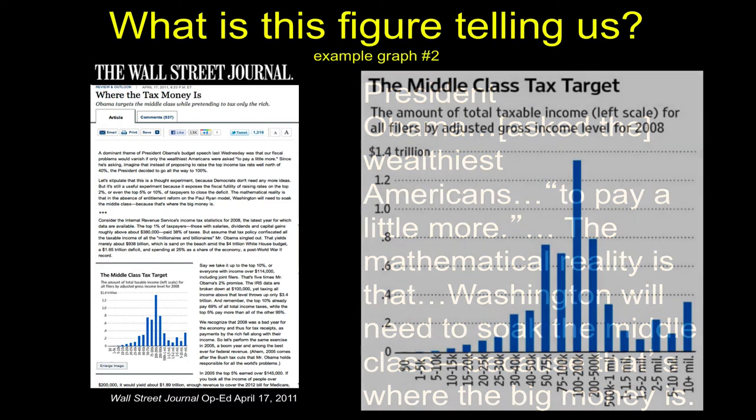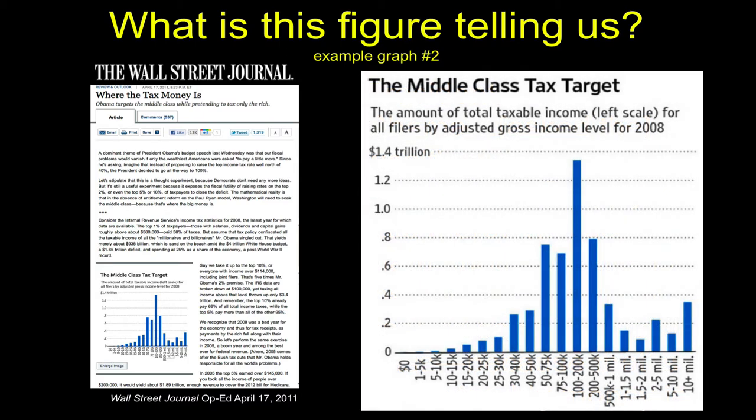And so this is the figure that they put in the Wall Street Journal. By just glancing at that, it looks like, oh my gosh, yeah, the middle class is going to pay the most amount of taxes here. But then if you recall, when we were discussing this, we looked specifically at the x-axis, and we noticed that the binning was dishonest. The binning was intentionally misleading.